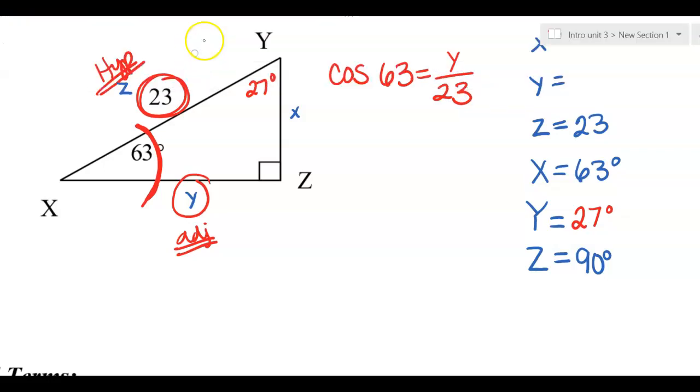To solve this equation, you would multiply both sides by 23, because here that would cancel out the 23 and leave y alone. And on the other side, you would be multiplying 23 times the cosine of 63. And again, you can just enter that into the calculator. And that gives you 10.4. This is a side length, and the directions here said nearest tenth for side length, so I'm going to leave it like that.